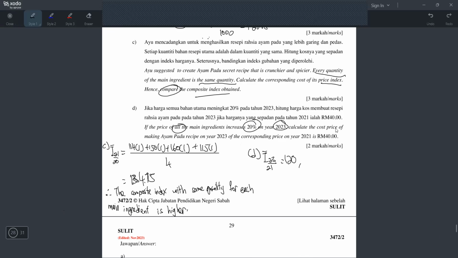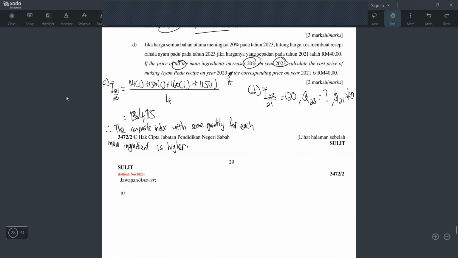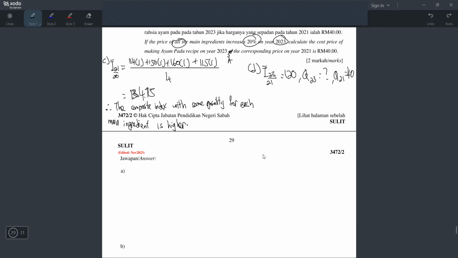And then, calculate the cost price of making the recipe in 2023. It means I'm finding the Q. Cost price means Q. Q for what? 23. So this is what I'm finding. If the corresponding price in the year 2021 is 40, so Q for 2021 is 40 ringgit. Okay, how do we do this question? Remember, if the question wants you to find price, wants you to find Q, confirm you will use the first formula.